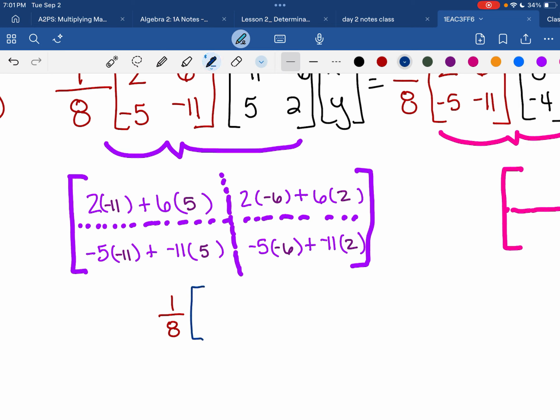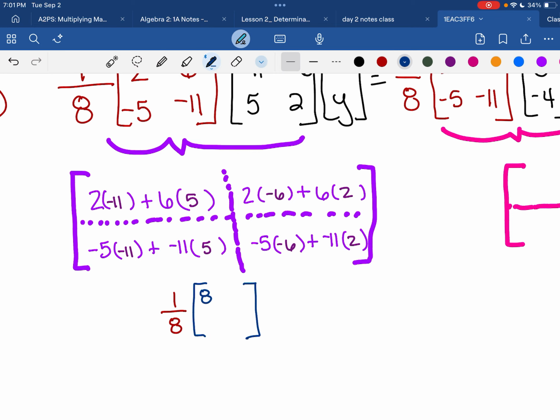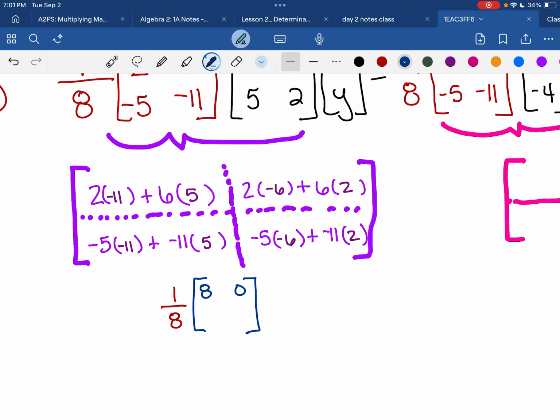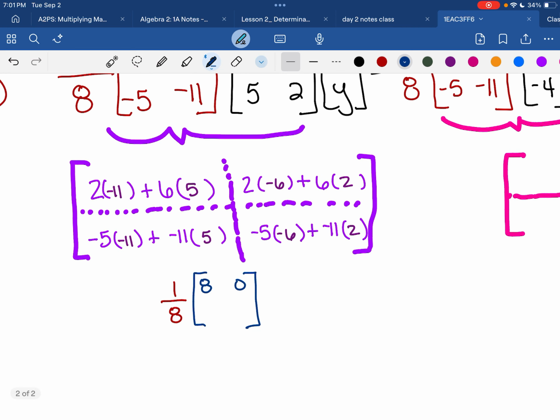All right. And with that matrix simplified, 2 times negative 11 is negative 22, plus 30 is going to be a positive 8. 2 times negative 6 is negative 12, plus 6 times 2 is a positive 12, so that's going to be 0. Negative 5 times negative 11 is 55, and negative 11 times 5 is negative 55, so that gives me a 0. And then negative 5 times negative 6 is positive 30, plus a negative 22 is going to give me an 8 again.